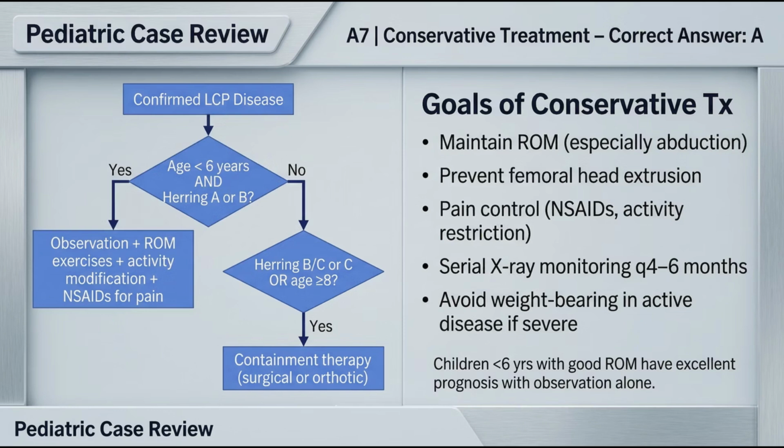The goals of conservative treatment are to maintain range of motion, especially abduction, prevent femoral head extrusion from the acetabulum, control pain with nonsteroidal anti-inflammatory drugs, and monitor disease progression with serial X-rays every 4 to 6 months. Children under 6 years with good range of motion have an excellent prognosis with observation alone because of the significant remodeling potential of young bone.